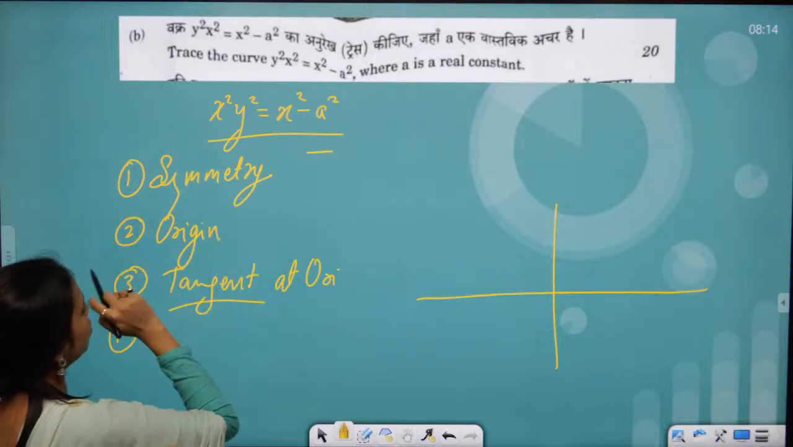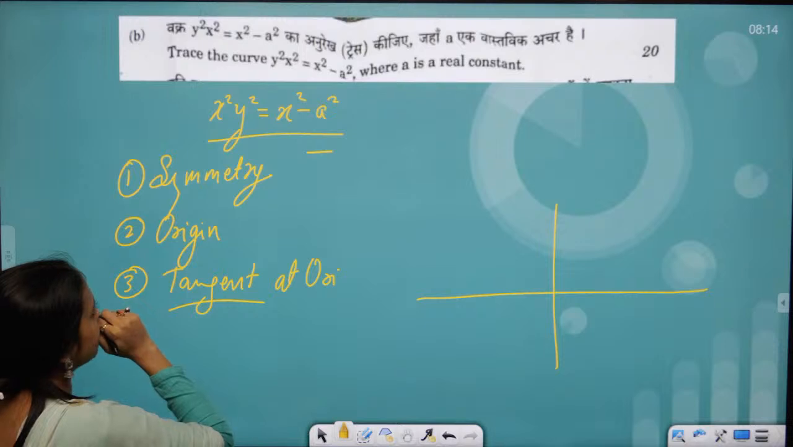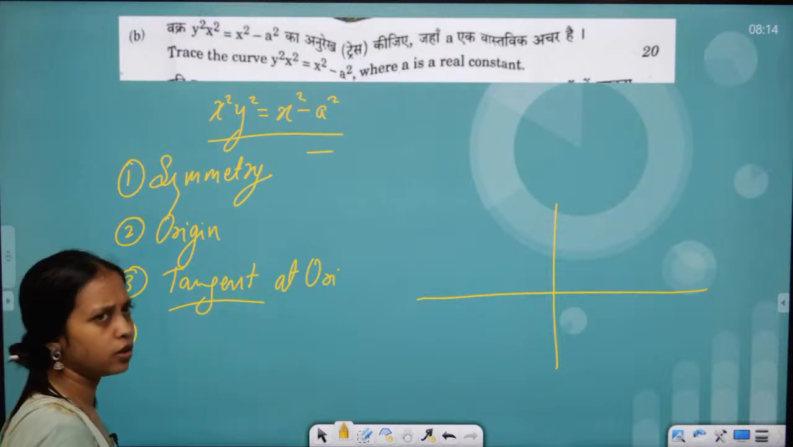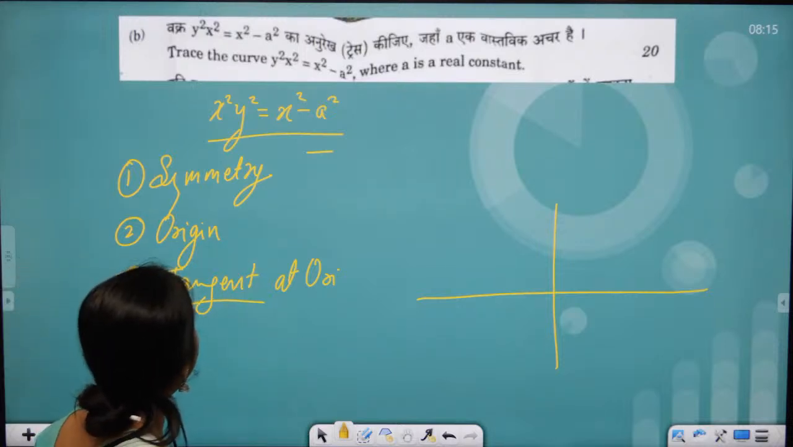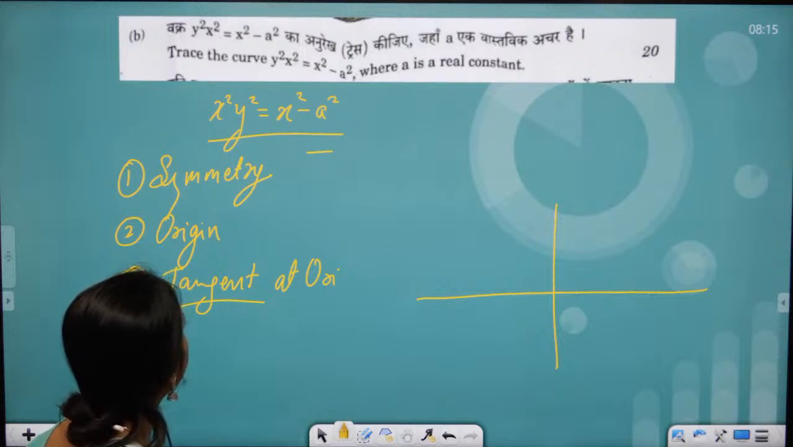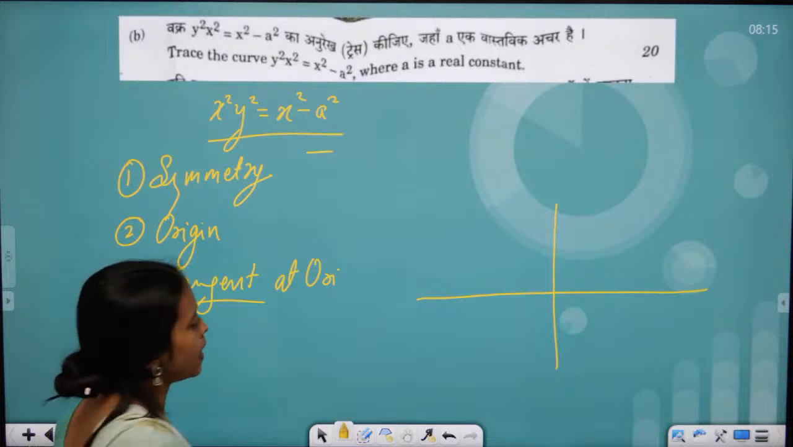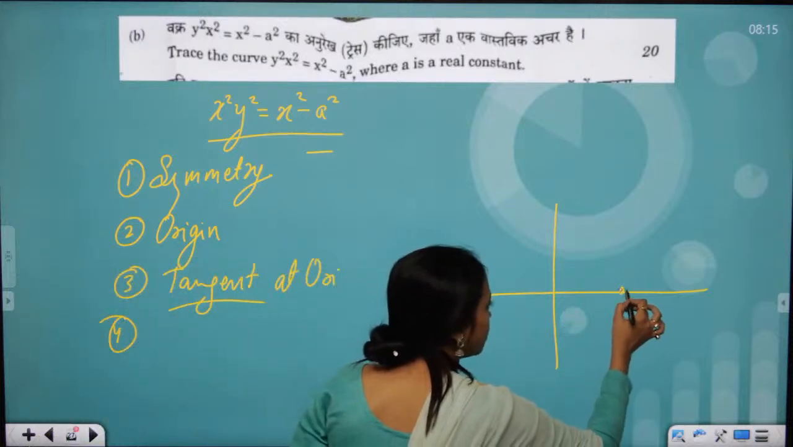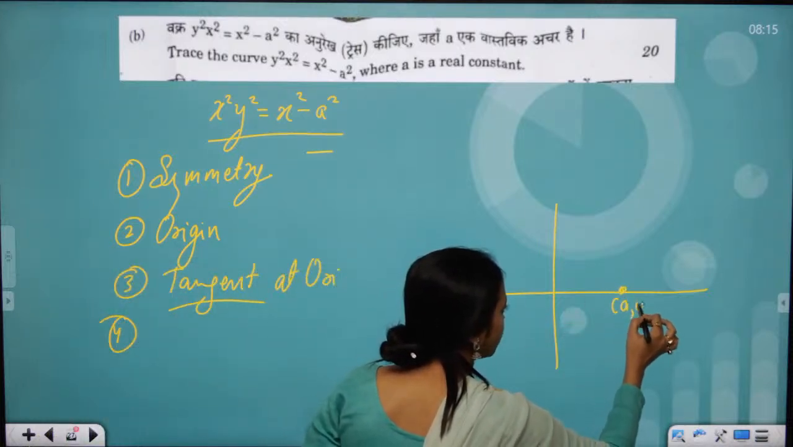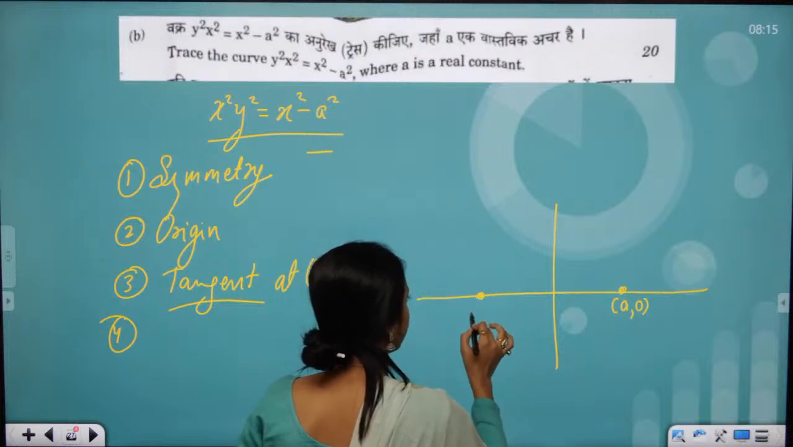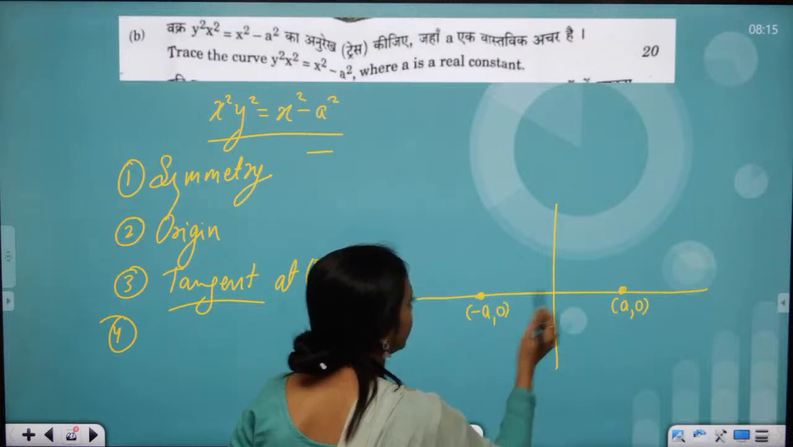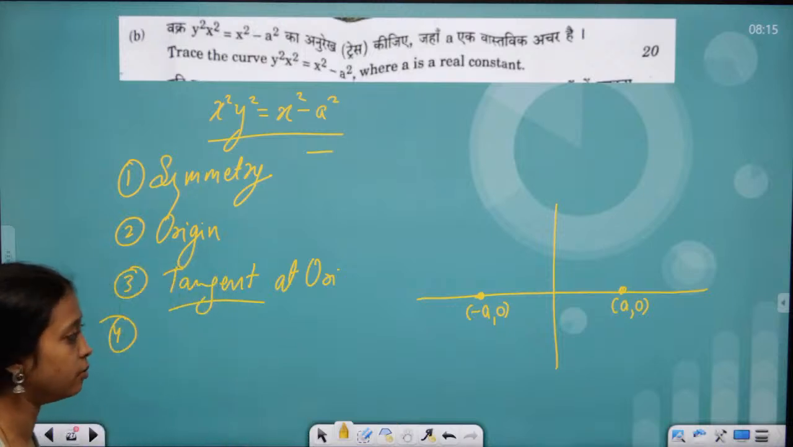If you put x is equal to 0, what are you getting? a is equal to 0, nothing. If you put y is equal to 0, you are getting x is equal to a and minus a. That means your curve passes through this point, a comma 0. Just the mirror image. Whatever I am getting over here, I am taking the mirror image.